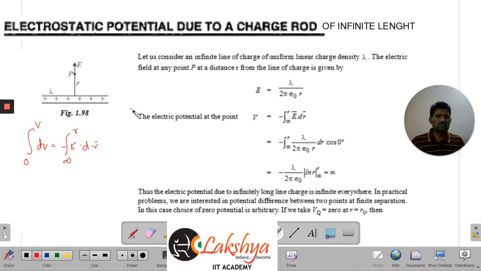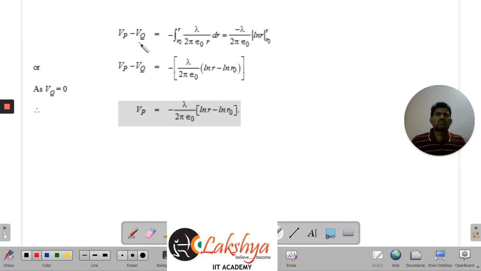So now let us see this. We are taking the assumption that the potential at the point Q, V Q, is 0, which is at a distance of R0 from the line. At some other point we take the potential as 0, or you may take some finite value also, then it becomes a potential difference. Next, we define the potential difference between those 2 points. Suppose this is the line of charge.